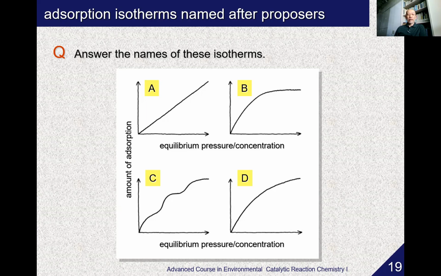Please answer. What is A? A is called something, B is, and C and D. And all these names of isotherms are names of scientists. So answer, please.